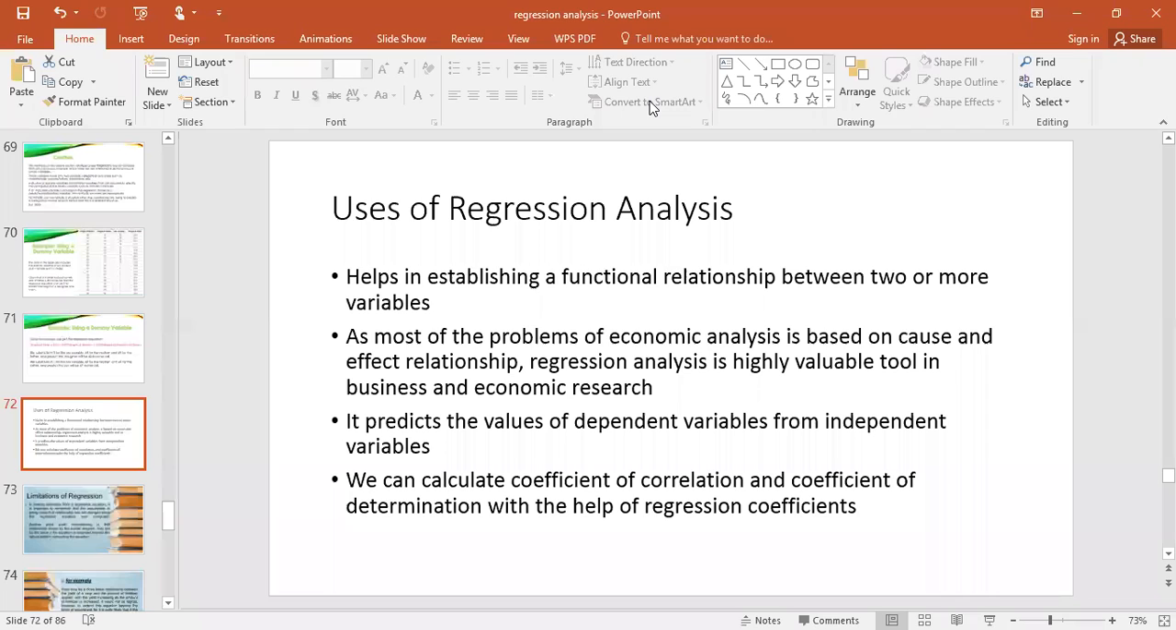Uses of regression analysis. It helps in establishing a functional relationship between two or more variables. As most of the problems of economic analysis are based on cause and effect relationships, regression analysis is a highly valuable tool in economics and business research. It predicts the values of dependent variables from independent variables. We can calculate the coefficient of correlation and coefficient of determination with the help of regression strategy.